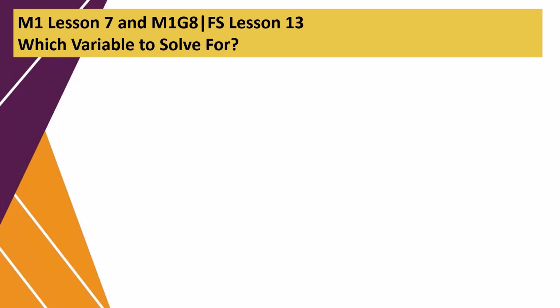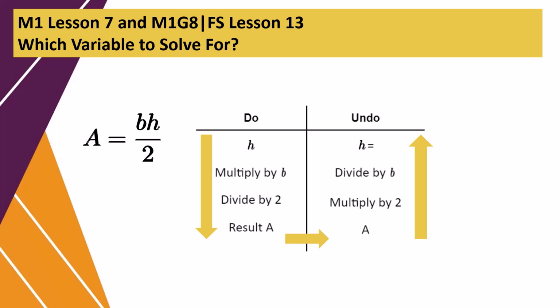In the lesson, Which Variable to Solve For, students use various strategies to solve for a given variable. For example, students may use backtracking to solve this equation, a equals b times h divided by 2. They'll create a do and then an undo table, and eventually write h equals 2 times the value of a divided by b.